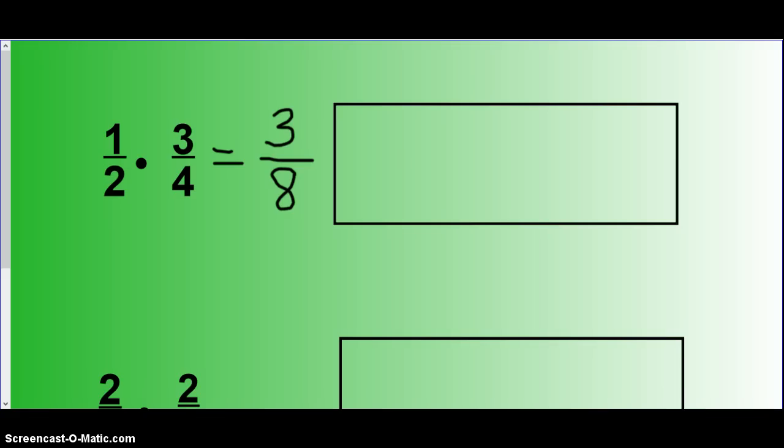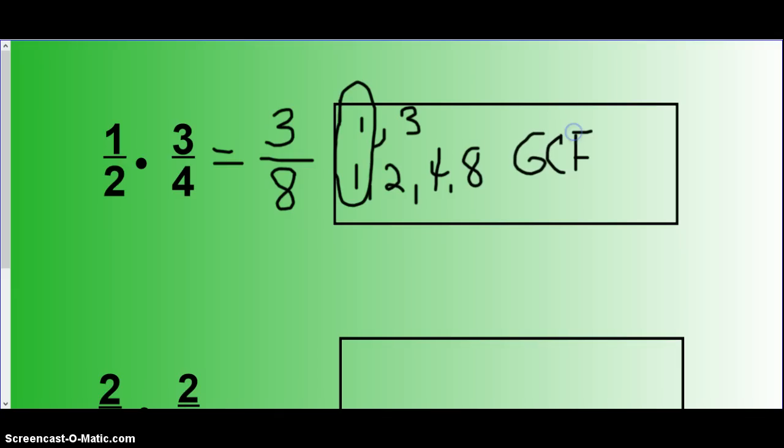The easiest way to know if it's in simplest form is to know if the greatest common factor is 1. If the greatest common factor is 1, you're done. As you look at the number 3 and the number 8, the factors for 3 are 1 and 3. The factors for 8 are 1, 2, 4, and 8. The only number that they have in common is this 1. That makes the greatest common factor equal to 1. And remember what I said, if the greatest common factor is 1, you're done.